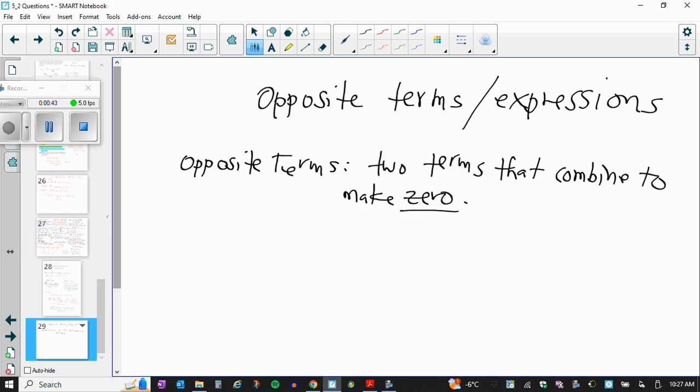Well, if I said, and I'll just give the easiest one, 2x. If I said, what is the opposite of 2x? The opposite would have to be whatever value creates a 0 pair together. The opposite would be negative 2x.